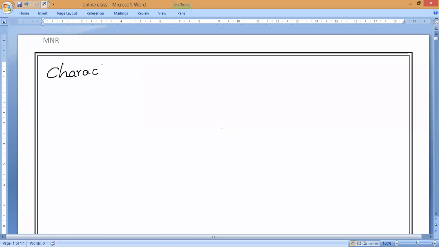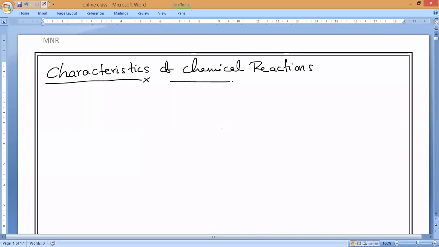Six features. How many? Six characteristics of chemical reactions. Anyone who has a doubt can stop me and ask, but remember that. So there are six changes in chemical reactions which we can easily notice. That is why they are called characteristics. Which we cannot notice, we cannot say.